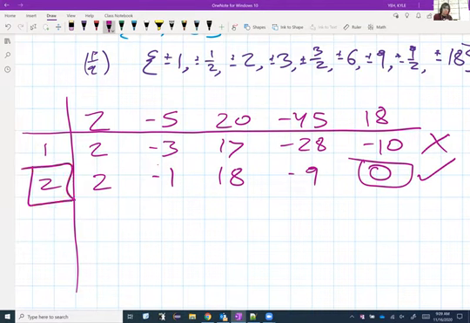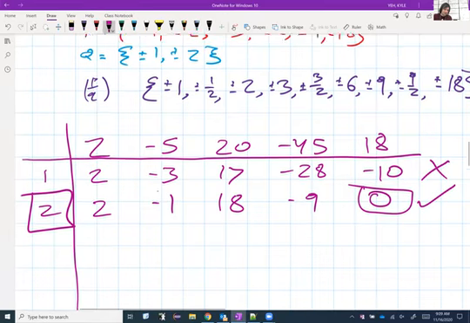Guys, 2 is one of our zeros because we got 0 over there for the remainder. That means when we plug it in, we get 0, it is a root. You might have to do more than 2 of these on problems. You might have to do 3, 4, 5, but usually if you plug in the positives and the whole numbers, you'll find one fairly quickly. And then we don't have to just keep plugging in to find all the others.